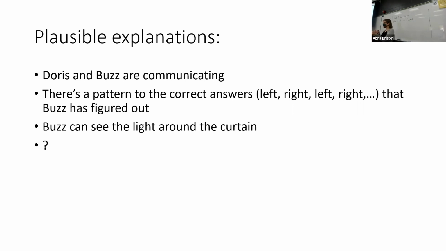It might be that Doris and Buzz really are communicating. It might be that there's a pattern to the correct answers that Buzz has figured out. Like if the researcher had fallen into this pattern of like, okay, left button, right button, left button, right button. And so Buzz could have gotten into a way to figure out what the correct answer was going to be without having had to communicate with Doris. It might be that Buzz could secretly see the light around the curtain that was supposed to separate them. And maybe you can think of other possible explanations.